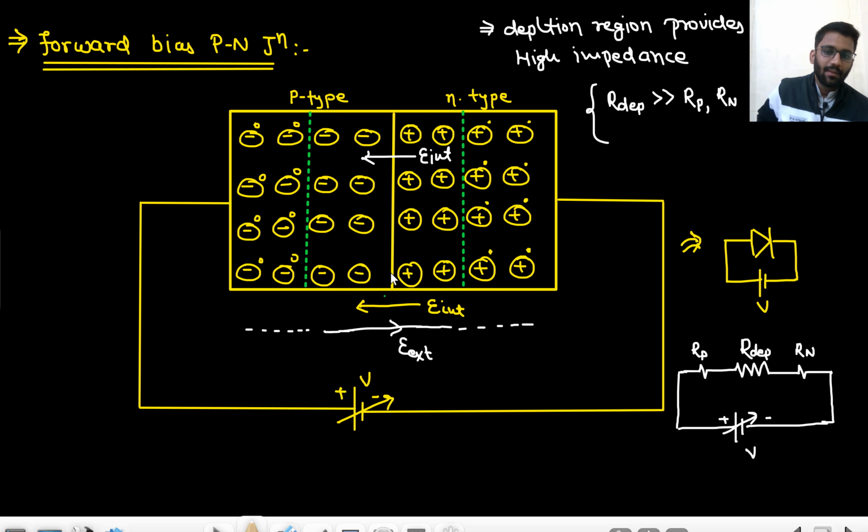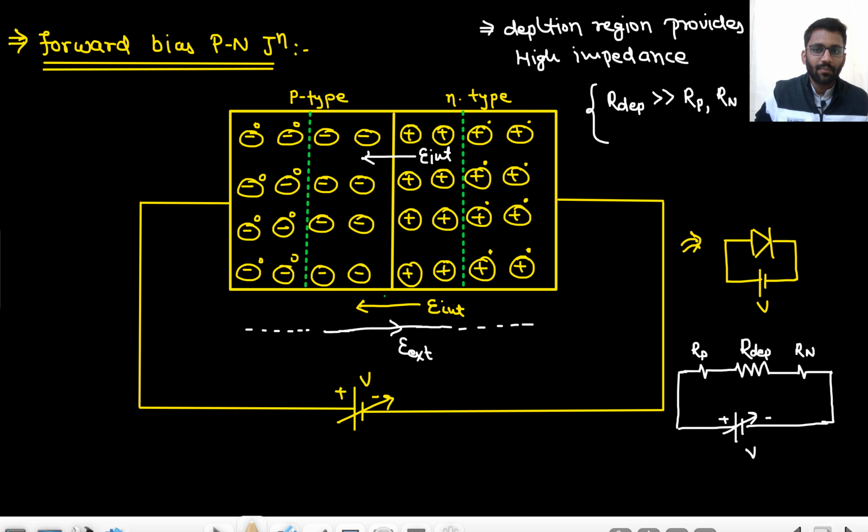Now what is happening? Because of this external electric field, the depletion width will be reduced. We have an internal field here, and this external field here, and because of this the depletion width will be reduced. Why is it reduced? Because the overall electric field is low now. The internal field is there and the external field is there, so the overall electric field is low. And if the overall electric field is low, these holes can move towards the n-type region.